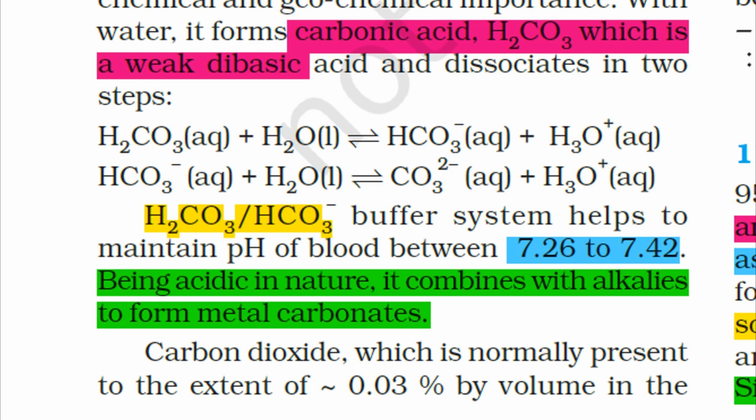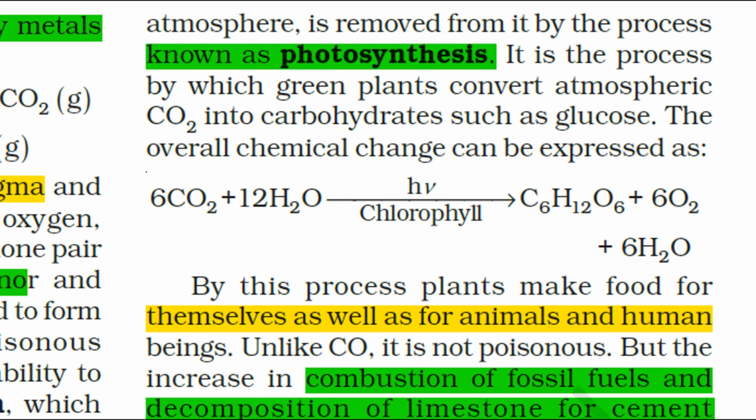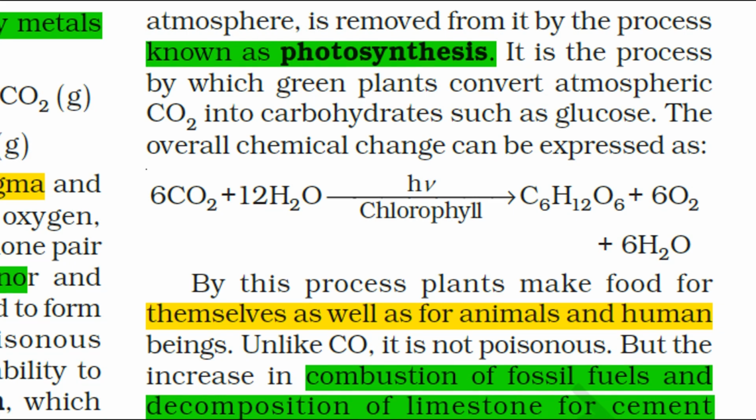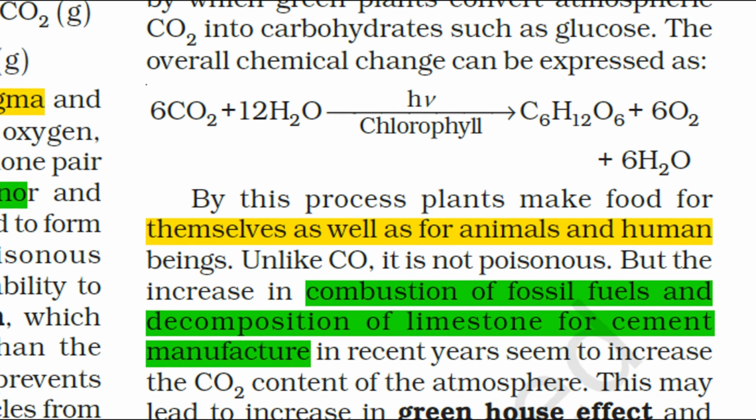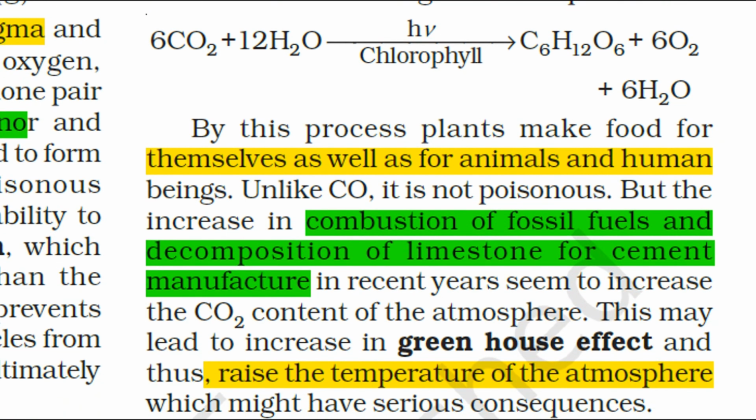Carbon dioxide, which is normally present to the extent of 0.03% by volume in the atmosphere, is removed from it by a process known as photosynthesis. It is a process by which green plants convert atmospheric carbon dioxide into carbohydrates such as glucose. So you can see the reaction here. 6CO2 plus 12H2O gives rise to C6H12O6 plus 6O2 plus 6H2O in the presence of chlorophyll and h-nu. h-nu is the light energy. By this process, plants make food for themselves as well as for animals and humans.